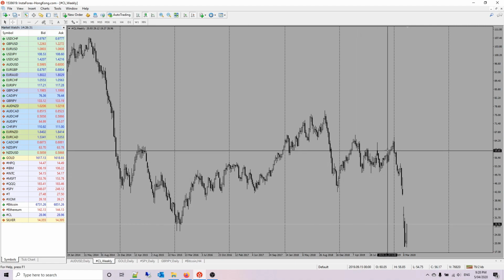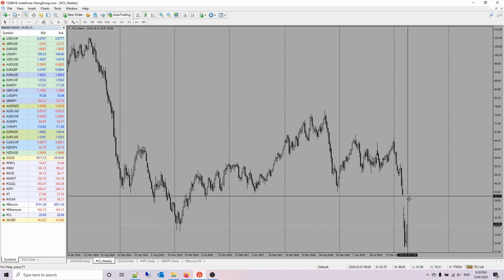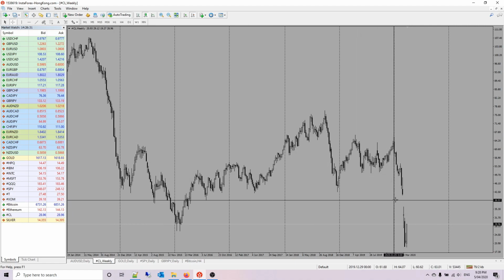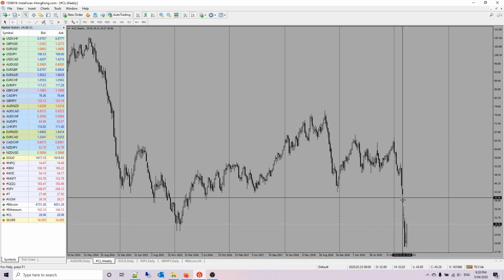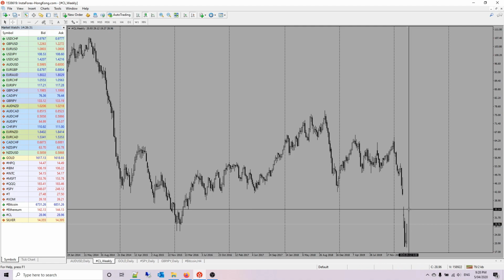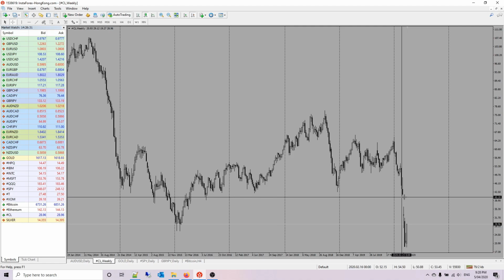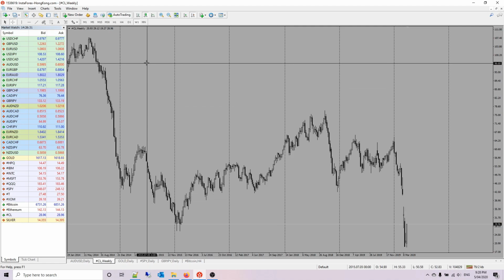Down, up, down. Okay. So you see a big gap here, right? This is a gap down. It just dropped too fast, so the candles are not even able to touch each other. It's just a gap down.